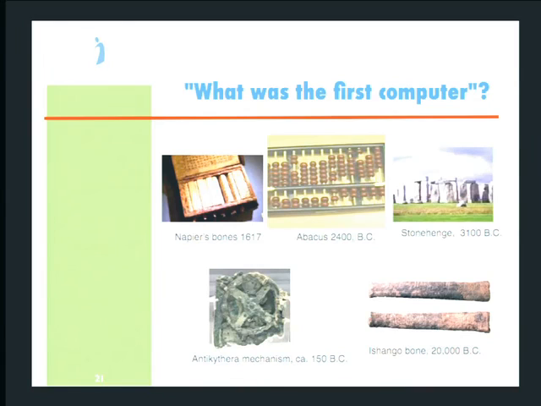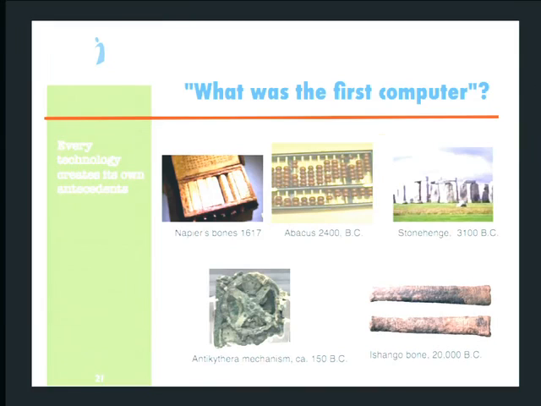But what do these things have in common? Well, what makes these things all the same? Well, they're all the same because we have computers now, and we look back and see them as antecedents of the computer. In fact, every technology creates its own antecedents, you could say. In the same way that the technology of mass production, you look back and say, oh yeah, Gutenberg is the antecedent of that.